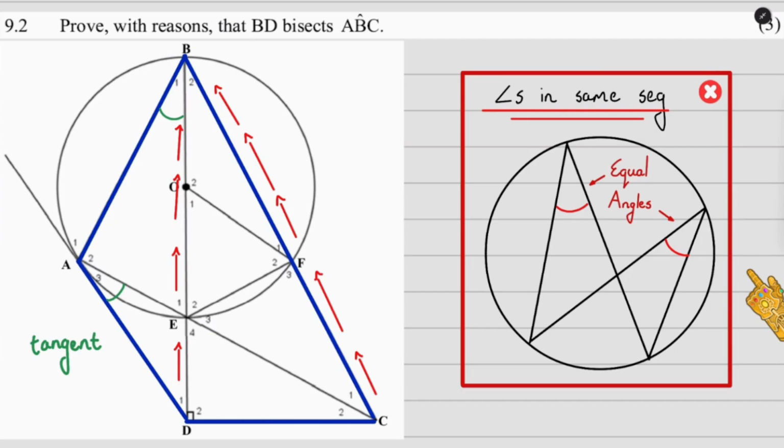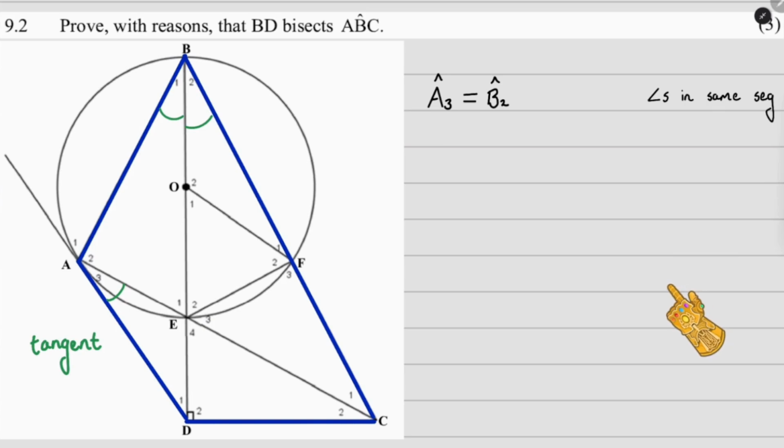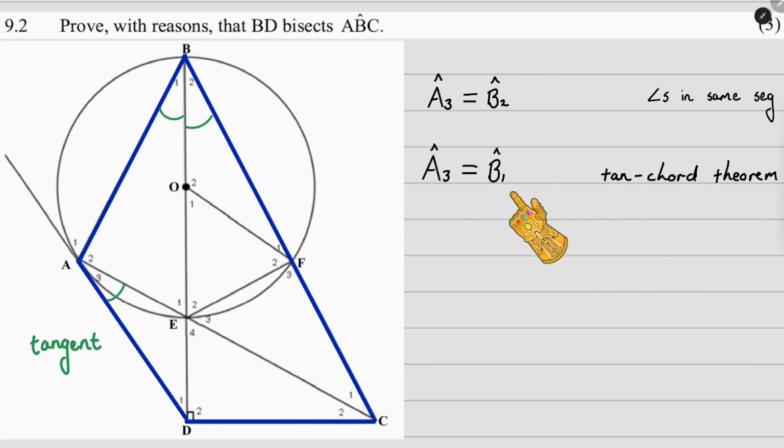You can also use the visual clue of a bow tie. You can draw a bow tie and see it as a bow tie. And our bow tie would have looked like this. So we can see that A3 is equal to B2 because of the bow tie. Okay, let's have a look how we write that down. So firstly, we're going to say A3 is equal to B2 because of angles in the same seg, aka the bow tie. And then we need to show how we knew that A3 was the same size as B1. That was through the use of the tan chord theorem. And we write that up just like this, A3 equals B1, tan chord theorem.